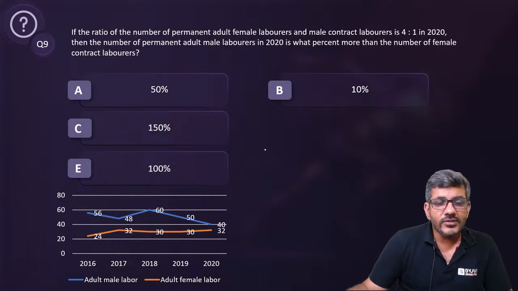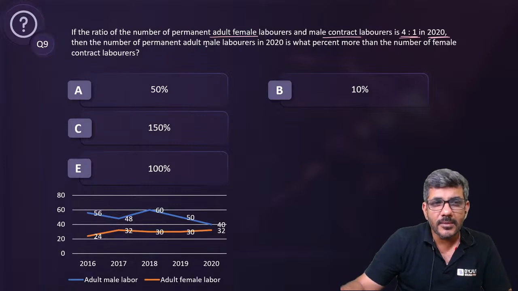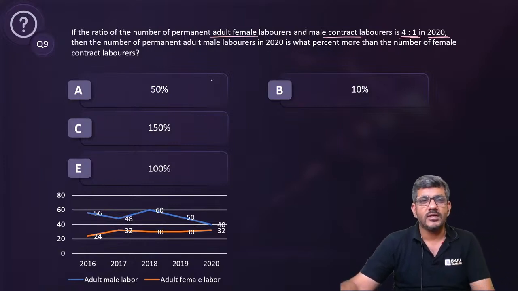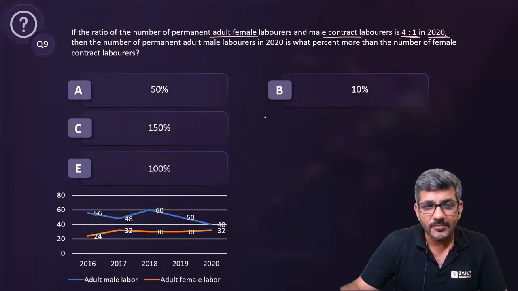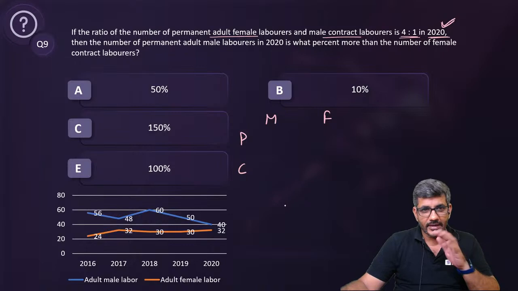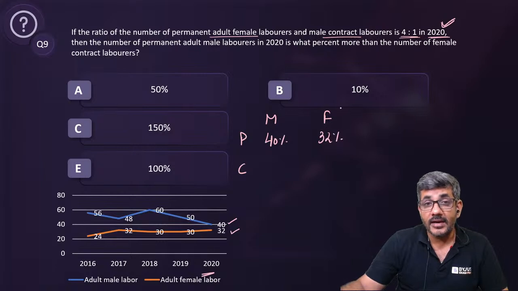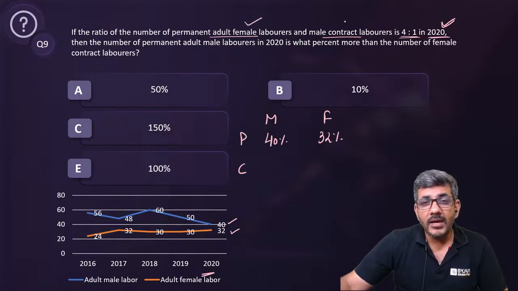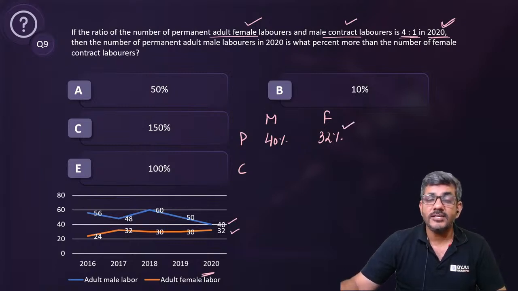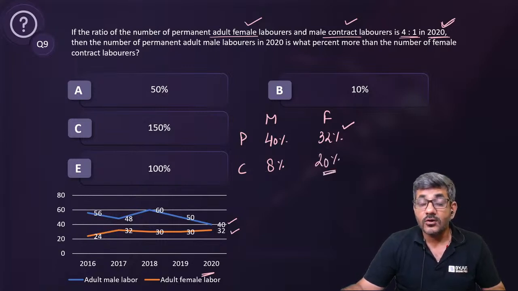What does it say? If the ratio of the number of permanent adult female laborers and male contractual laborers is 4:1 in 2020, then the number of permanent adult male laborers in 2020 is what percentage more than number of female contract laborers? Fortunately, we have space to do it now. See, there are males and females, permanent and contractual. He's talking about 2020 now. What has happened in 2020? The males are 40%, females are 32%. Adult female is 32, so male contractual would be 1/4 of that, that is 8. So 40 plus 32 is 72, 72 plus 8 is 80. So the remaining 20 are here. These are contractual female laborers.